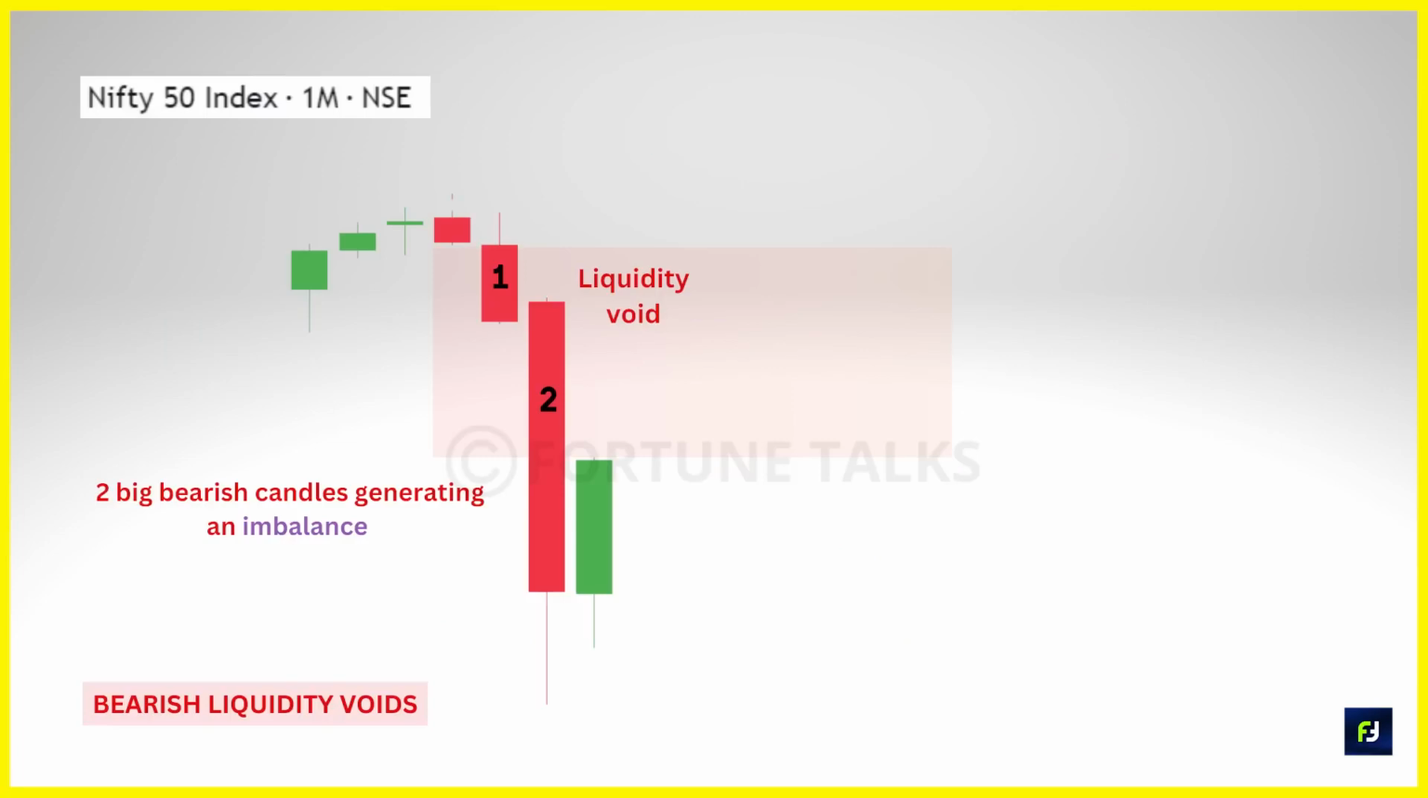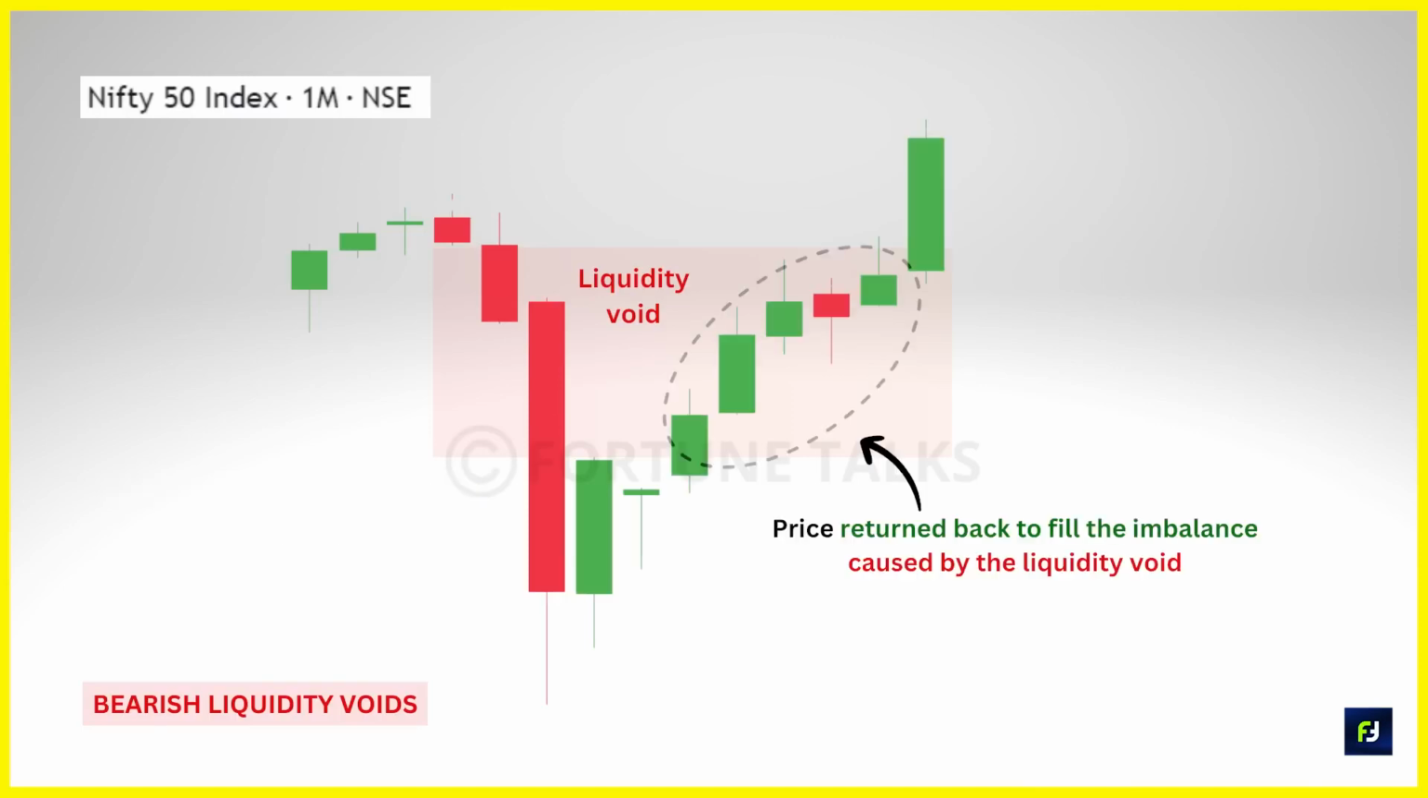So a typical example of this bearish liquidity void can be observed on the 1-month time frame of Nifty chart during the Corona crash. You can see two big candles crashing lower, generating an imbalance. But over the course of the next few months, you can see how the price returned back to mitigate the imbalance caused by the liquidity void.